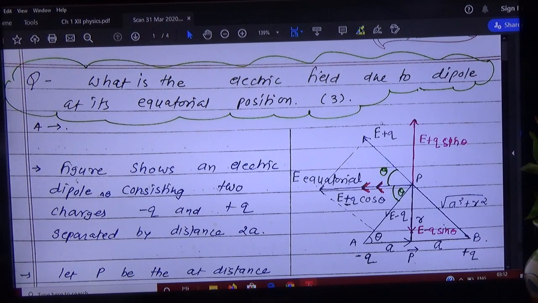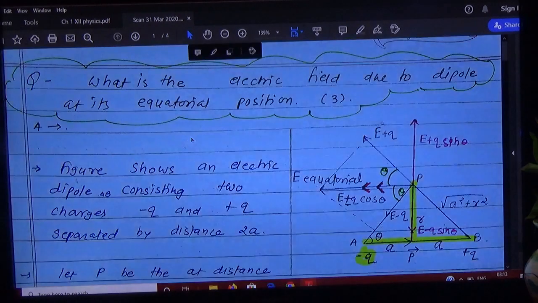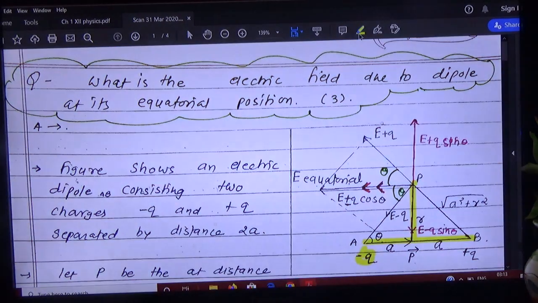So here you can see this is a point, equatorial point P, where we want to find out the electric field. This is the line which is perpendicular to the dipole, and here AB is a short dipole. A is minus Q charge here and B is plus Q charge. So here we have two charges, plus Q and minus Q. Okay, so you want to find out the electric field at point P.